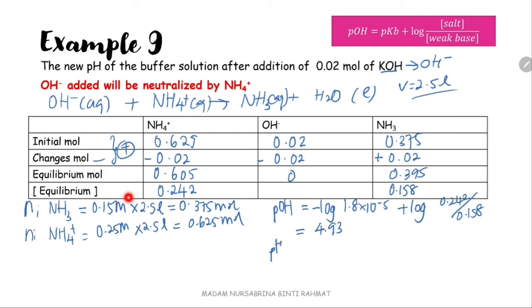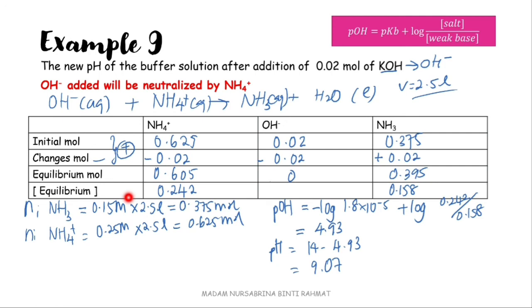So how to get pH? pH is simply 14 minus pOH, and your pOH is 4.93, and your new pH is 9.07, which is just a little bit different from the initial pH, which is 9.03. So even though you add KOH into your buffer solution, the change of the pH is still small, provided the addition of the strong base is very little.